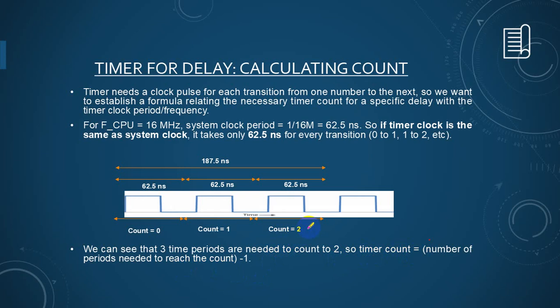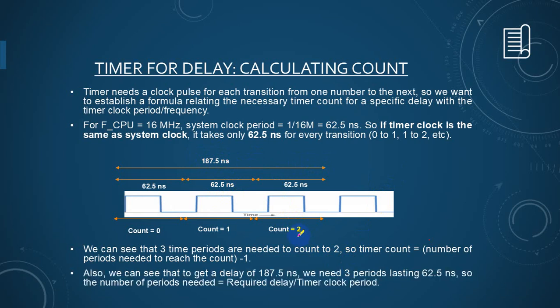So to count 2, we need 3 clock cycles. So how many timer counts? We get the number of periods needed to reach the timer count minus 1. And we want to reach this value, 187.5, divided by 62.5, minus 1. So timer count is 2. We have counted 2. Okay, that's the formula.